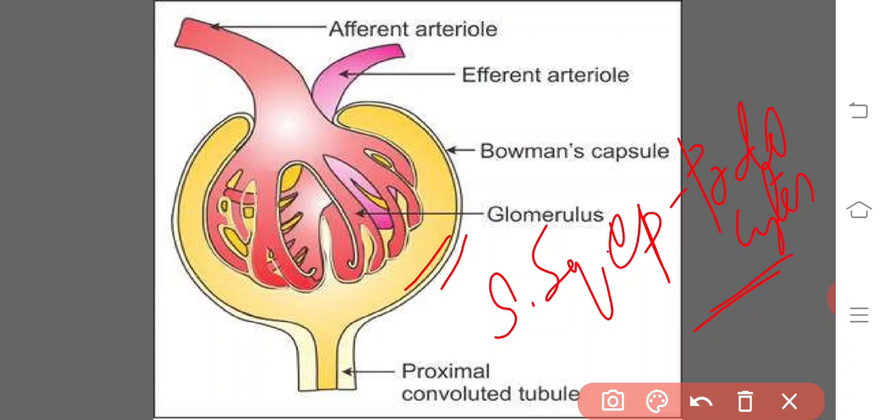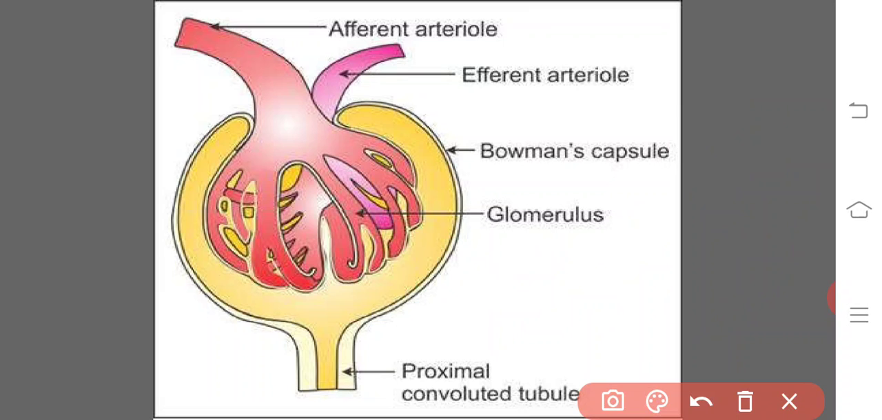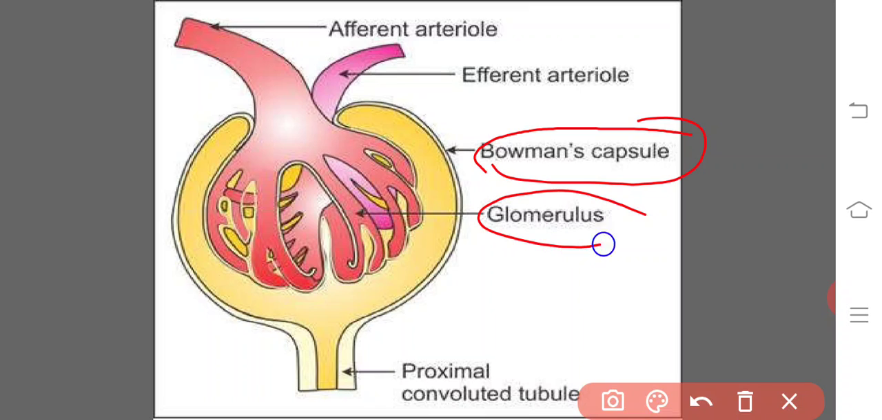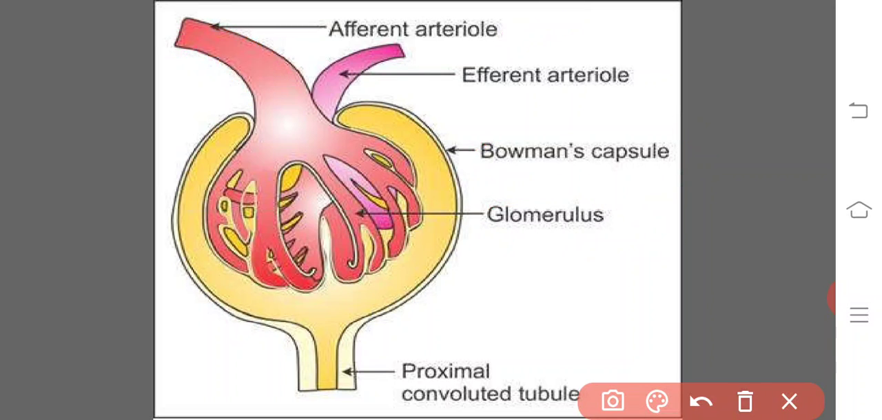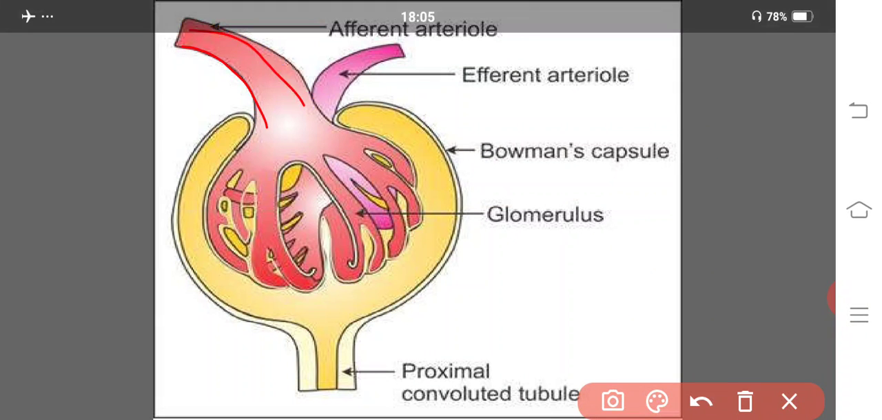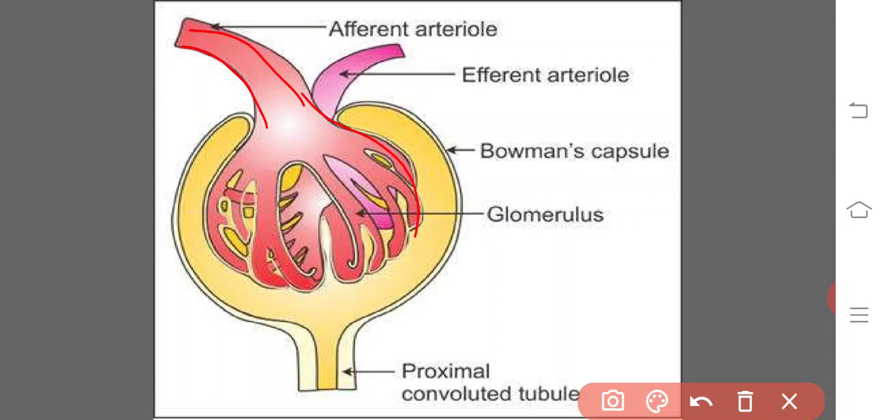Then if you observe, the glomerulus is nothing but a network of renal artery simply. This is the Bowman's capsule and this is the glomerulus. So here if you observe, the renal artery enters into the kidney. One branch of the renal artery which supplies the blood to the nephron is known as the afferent arteriole. This afferent arteriole enters into the lumen of the Bowman's capsule and gets divided into small capillaries.